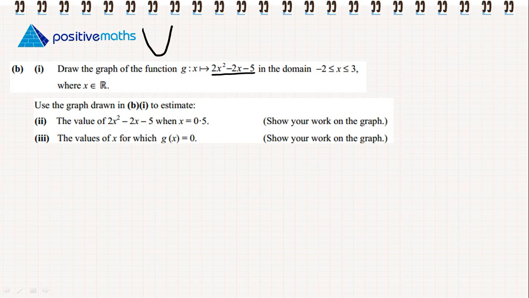By knowing what shape the graph will take before you start, it will help you to notice if you make any small slips or small mistakes along the way. The first thing we're going to do is use a table to find our coordinates. So we have our x values. We're told we have to use minus 2, minus 1, 0, 1, 2, and 3. Then I'm going to write down my function. So I have 2x squared minus 2x minus 5.